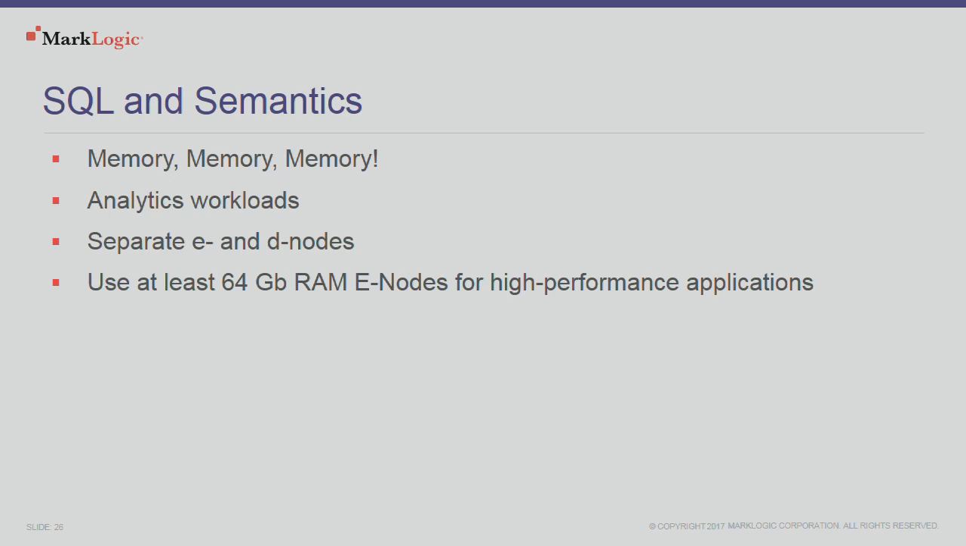So, you know, the SQL and semantics workloads are analytics workloads. They're going to be heavy on memory, particularly in-memory joins. So if you have one of these applications, you generally do want to separate the E and D nodes. And you also want to make sure that you're running E nodes that have at least 64 gig of RAM, because these are very memory intensive.